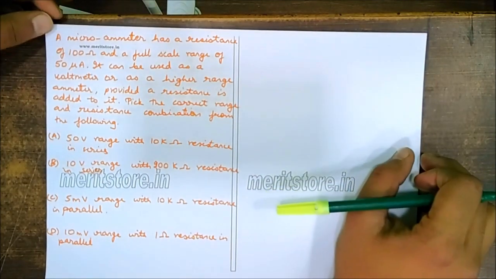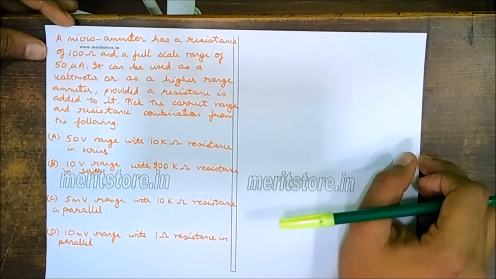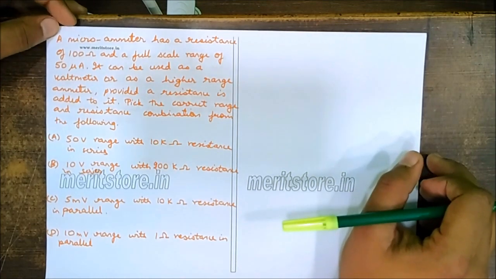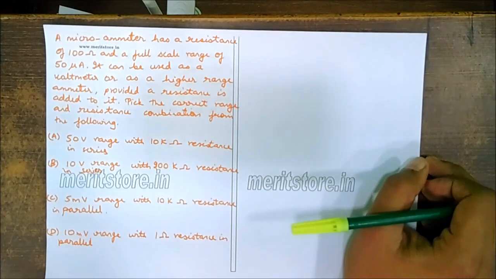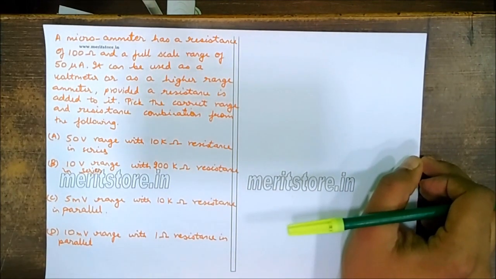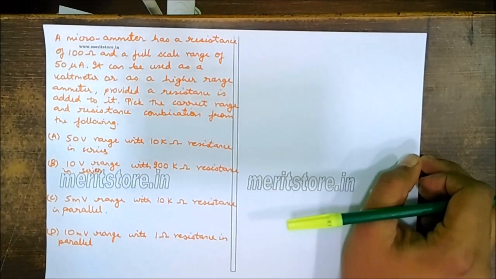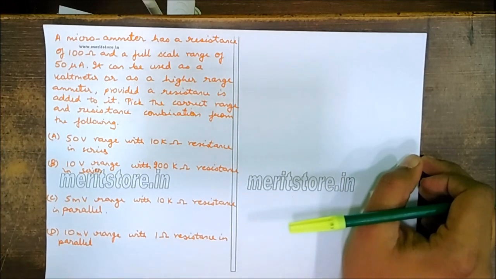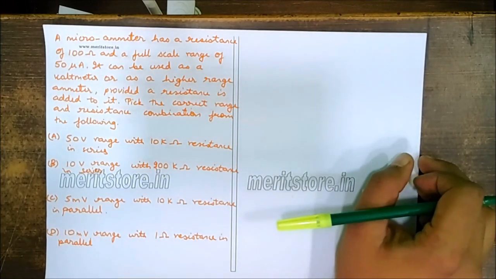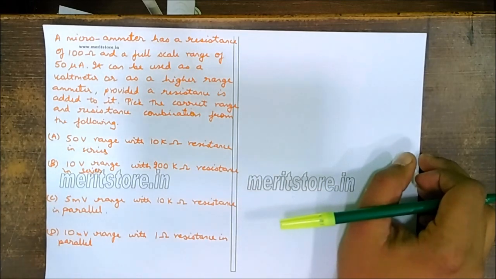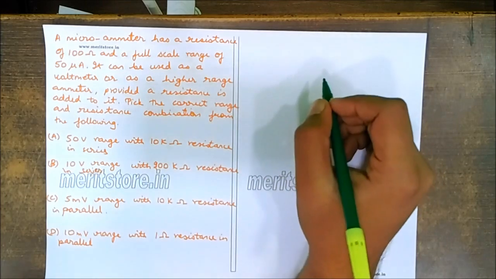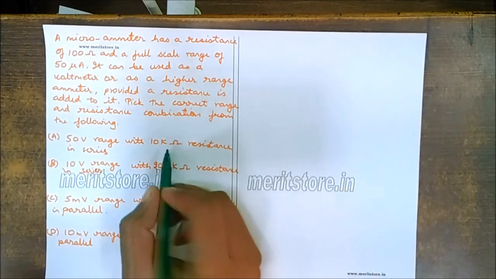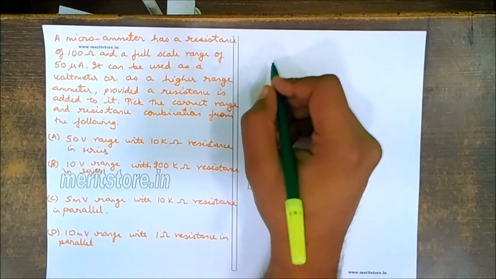The next question: a micrometer ammeter has a resistance of 100 ohms and a full scale range of 50 microamperes. It can be used as a voltmeter or as a higher range ammeter provided a resistance is added to it. Pick the correct range and resistance combination from the following. Okay, so let us select the first condition, that is 50 volt range, and let us calculate if the resistance comes out to be 10 kilo ohms.